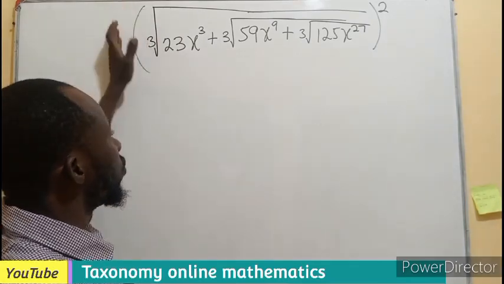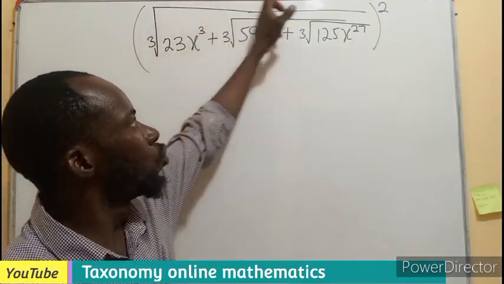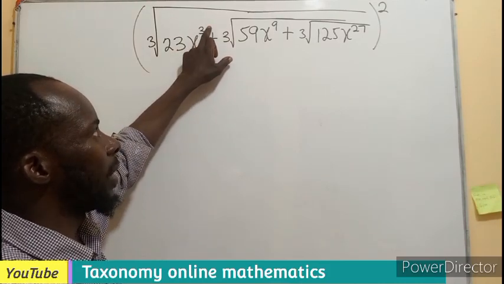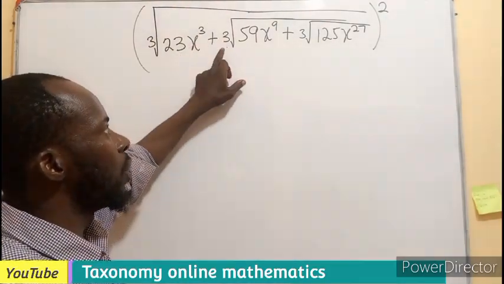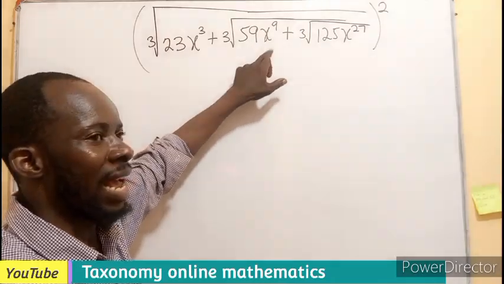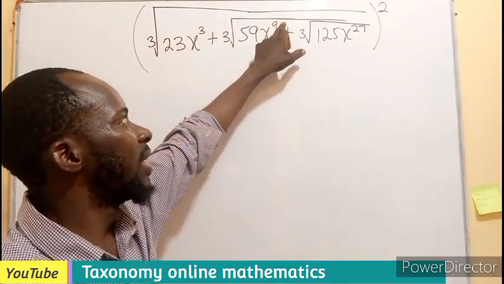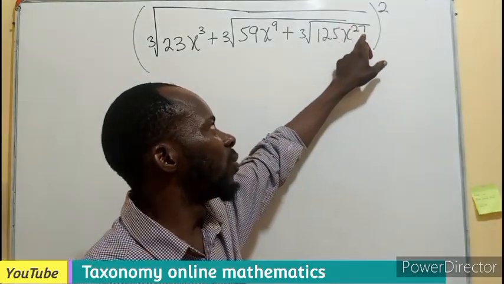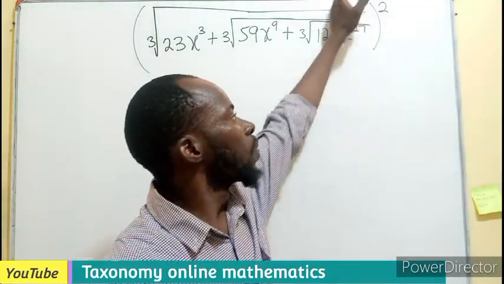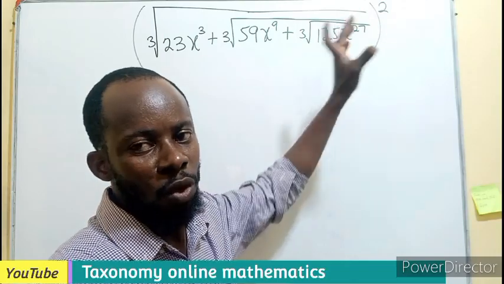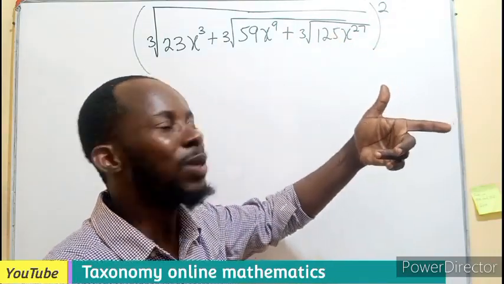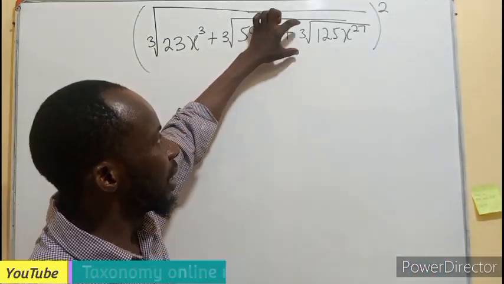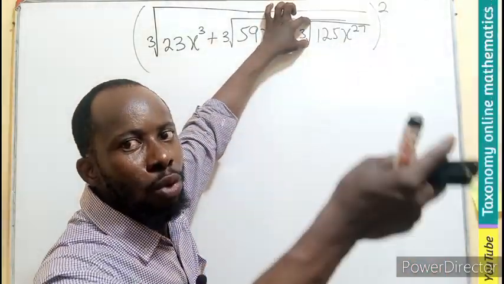We have in brackets the cube root of 23x exponent 3 plus the cube root of 59x exponent 9 plus the cube root of 125x exponent 27, all squared. So we will solve the one in the bracket first, but we are going to begin with the last cube root.